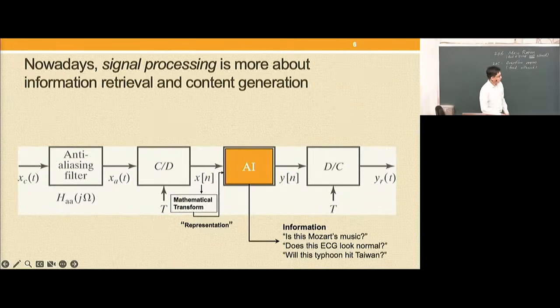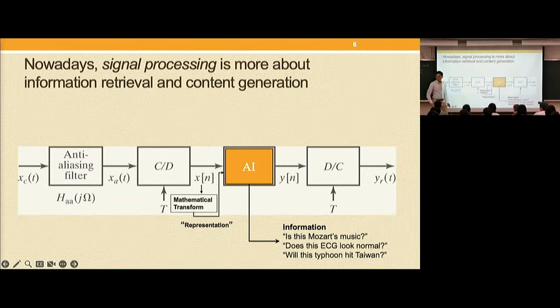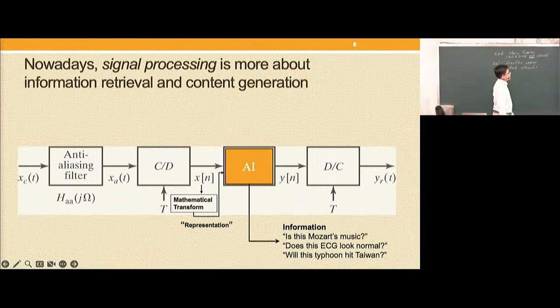Unfortunately, nowadays the workflow is heavily influenced by AI. Just to compare, nowadays signal processing is really a lot about what we call information retrieval and content generation. If you go to any IEEE signal processing conferences, most of the people there all use AI. So in the context of signal processing, how is our field influenced by AI?